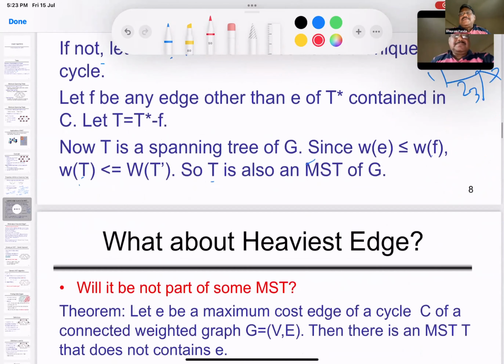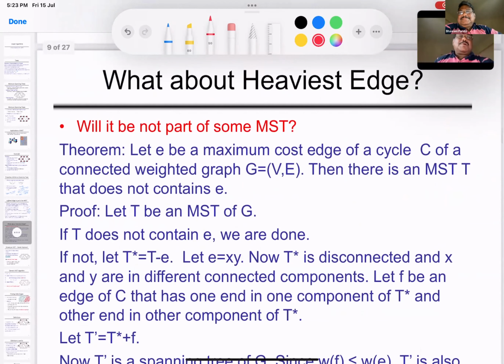Okay. What about the heaviest edge? Heaviest is the maximum cost edge.